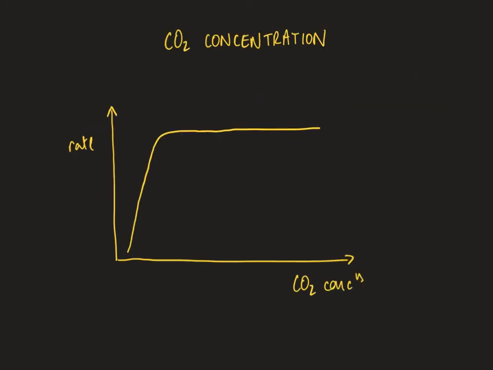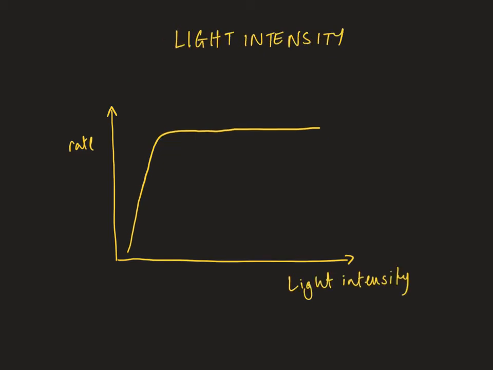With carbon dioxide concentration, what you see is that as the carbon dioxide concentration increases, initially the rate increases up until a point at which it doesn't increase anymore. And at this point, some other factor has become limiting, okay? So even though you're increasing the carbon dioxide concentration, you're not increasing the rate of photosynthesis. To make the graph continue to go up, you would need to remove whatever limitation there was there. And this is exactly the same with light intensity.